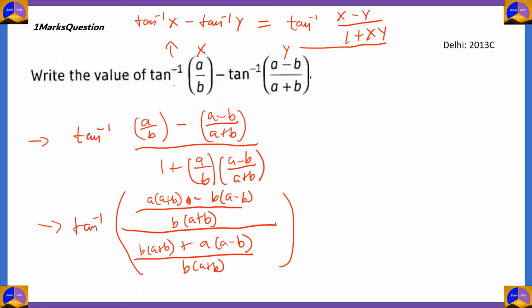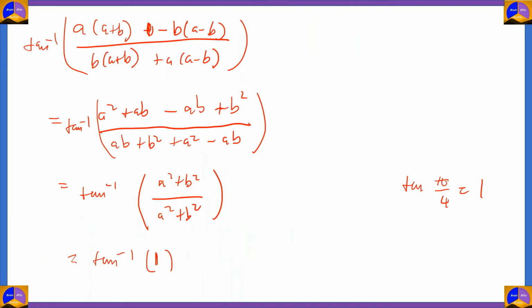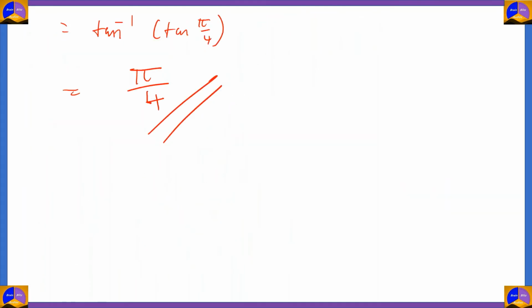The value of tan inverse a by b minus tan inverse a minus b by a plus b is equal to pi by 4. And we use the formula tan inverse x minus tan inverse y equals tan inverse x minus y by 1 plus xy. That is the main formula we used here. We just applied x and y as a by b and a minus b by a plus b respectively, and then used LCM and simple calculations in order to get our answer, pi by 4.